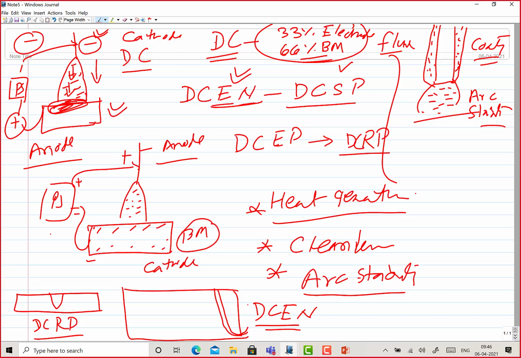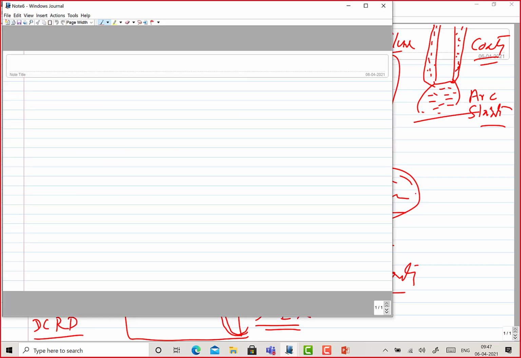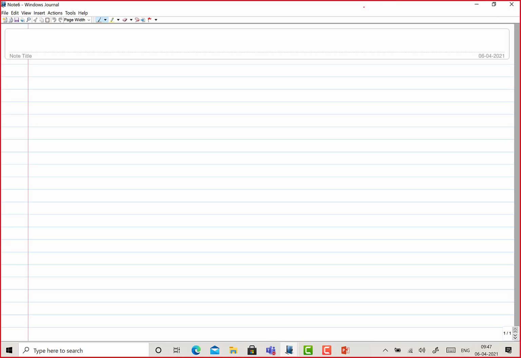Because the polarity directly affects the heat generation, in DC welding you have control. In a DC welding power source, at least you have control over which terminal of the power source will be of which type: whether the positive terminal is connected to the base metal or to the electrode. That is what you can decide, and accordingly you can ensure the desired type of polarity. But the same is not true for AC welding.